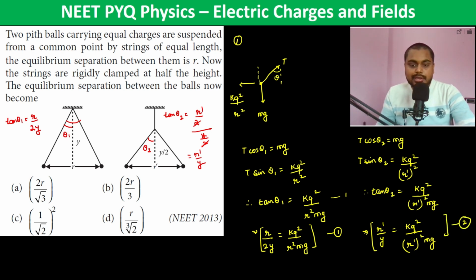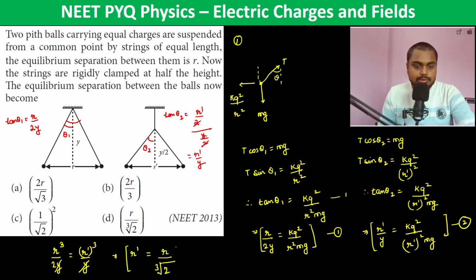Okay, so now we can very clearly write, comparing equation 1 and 2, that r cube by 2y is equal to r dash cube by y. So this is gone, this is gone. Therefore r dash becomes r divided by cube root of 2. So this is the D equation, D option.